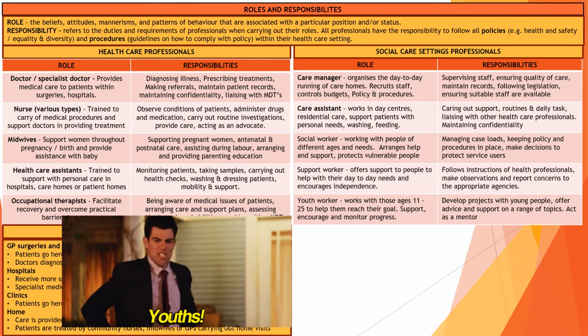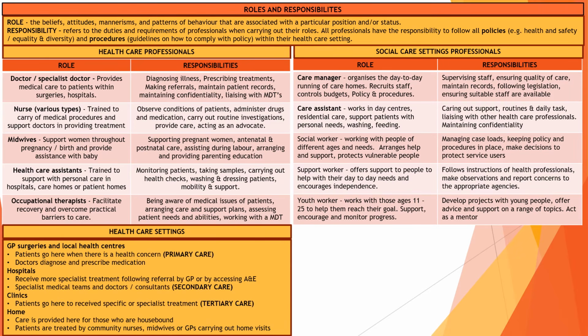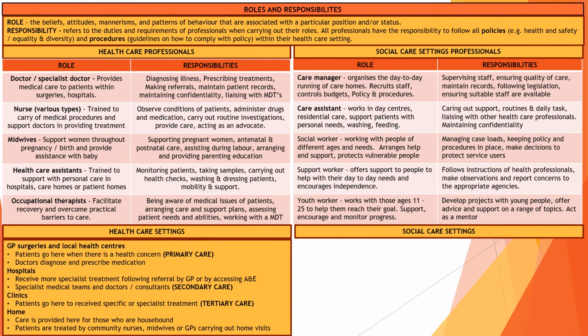So again, youth workers, they work specifically with people aged 11 to 25. Their role is to support them, help them reach a goal, encourage and monitor their progress. Generally, this may be done through projects. It might be through offering support and advice on different topics. They may act as a mentor or an advocate, but they're often working with younger people.